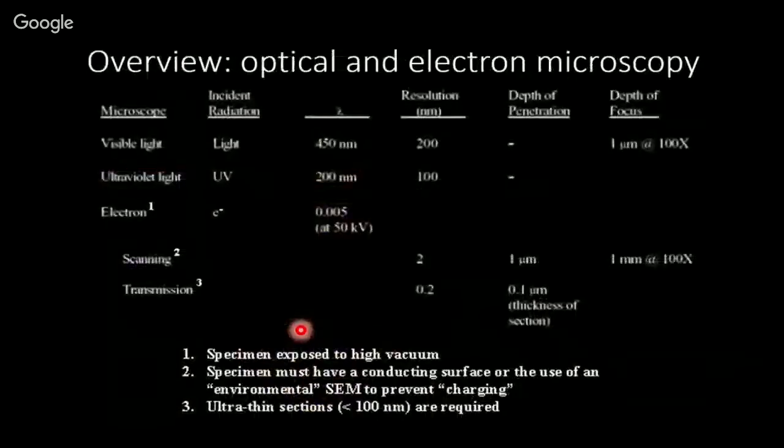So the resolution is really different. You see the resolution for transmission electron microscopy is 0.2 nanometers. So you can really visualize not only individual atoms, you can visualize actually orbitals. So for scanning, you can see individual atoms. You can't, and for the optical, you're far behind.